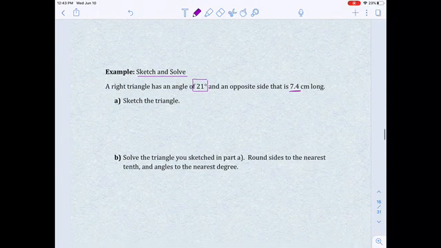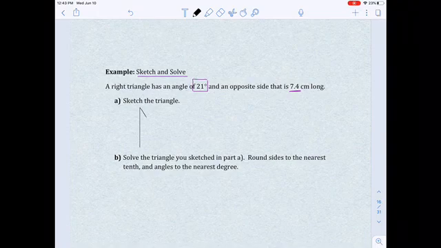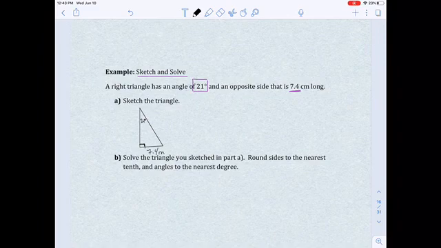So let's draw this. It says sketch the triangle. So I'm going to just sketch a nice right angle triangle. Okay, and then of course there's my right angle right there. And it says a triangle has an angle of 21. So this would be my 21 degree angle. And my opposite side length is 7.4. Okay. Now this isn't the only way I could have drawn this.